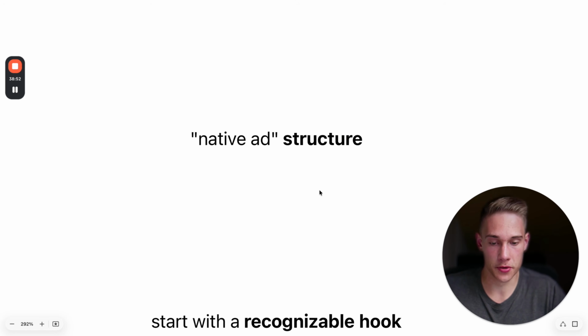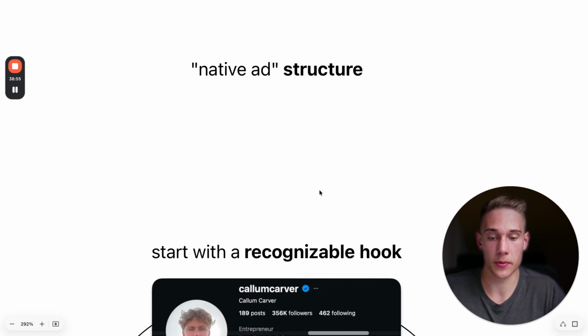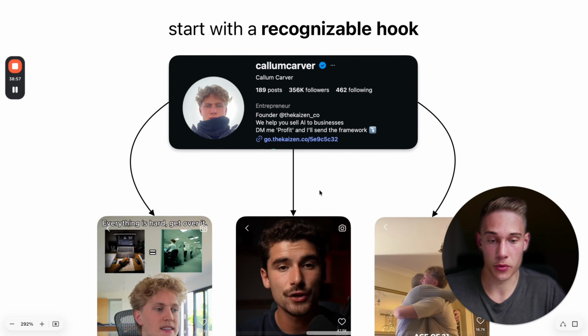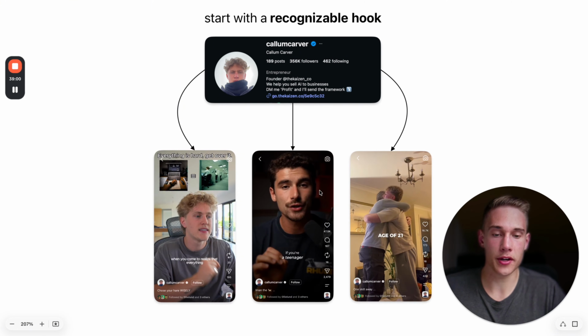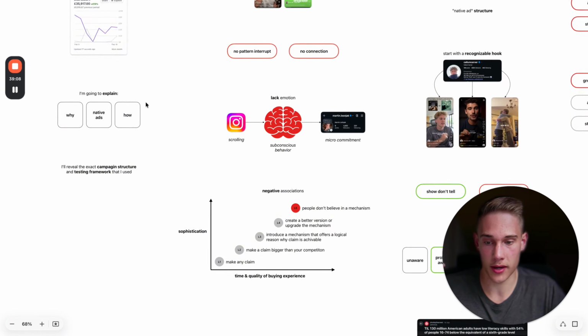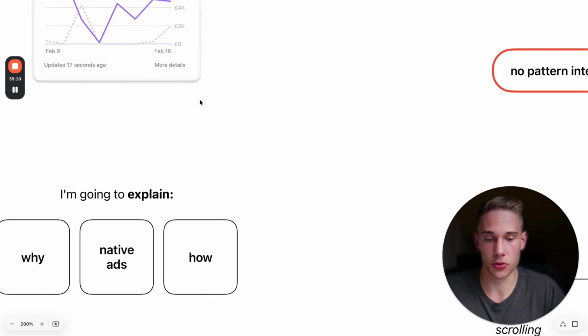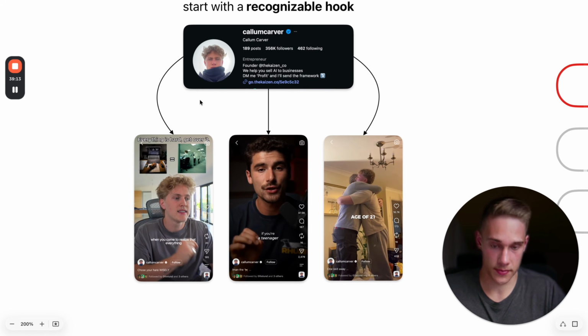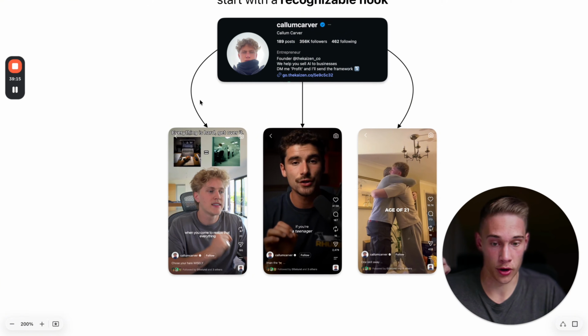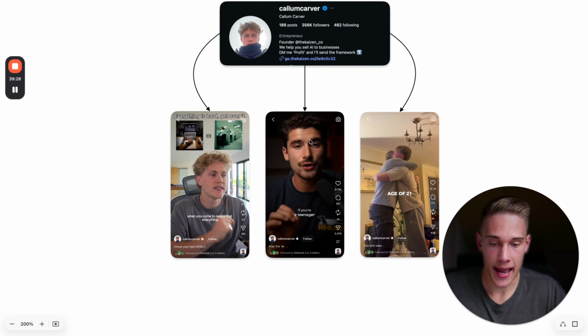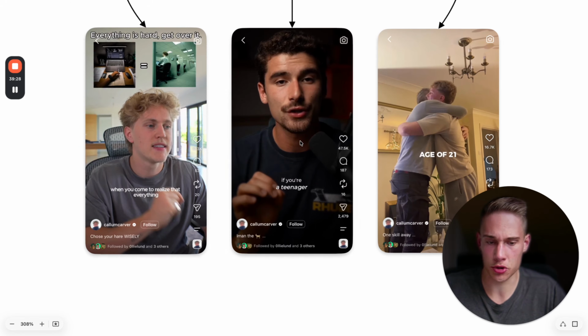Now let me show you the exact process and structure I like to follow when it comes to coming up with native ads. It all starts with a recognizable hook. And the way you're going to find these hooks is by looking at your direct and indirect competitors. Now, Callum is an indirect competitor of my client Ollie, who was the one who was able to generate over $50,000 in 7 days. And when I was scripting ads for Ollie, I essentially pulled up his Instagram account, went through all of his content and found those 10x outliers, essentially viral videos, and listed them all out. And I started to spot a pattern.